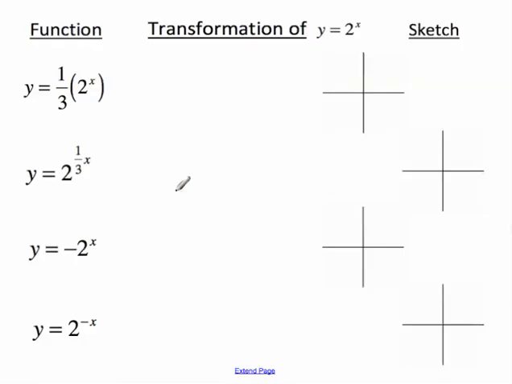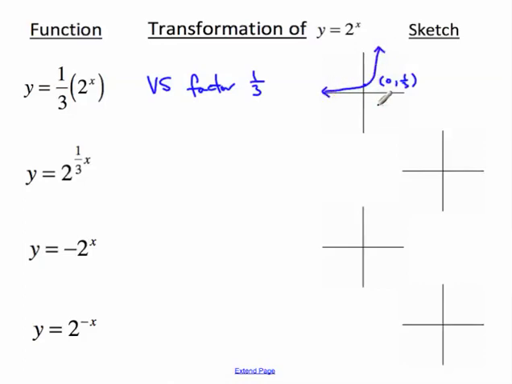Carrying on, if we multiply the whole function by a third, we know that's going to be a vertical stretch by a factor of 1/3. Now, that's not going to change the horizontal asymptote. It's going to stay at y is equal to 0, but it will make the y-intercept the point 0, 1/3 instead of 0, 1. And the whole graph is going to be vertically stretched by a factor of a third.